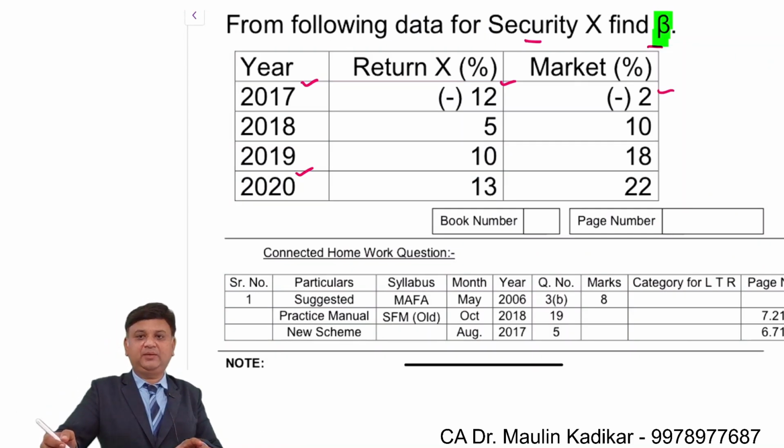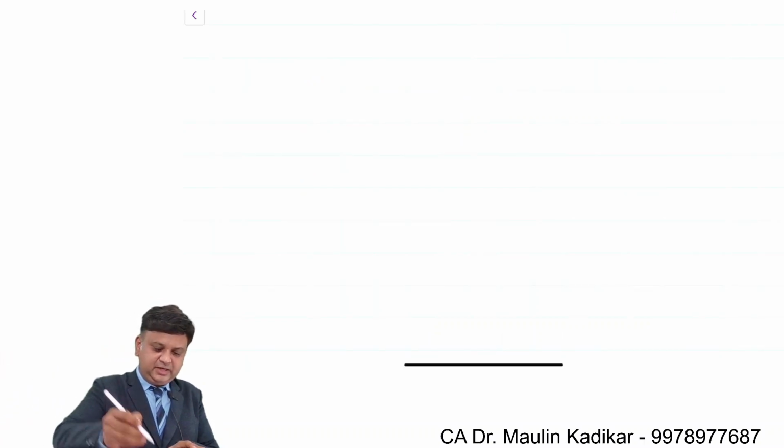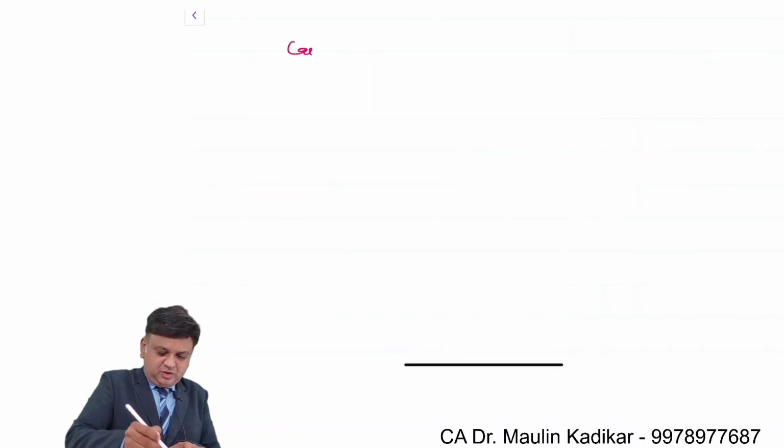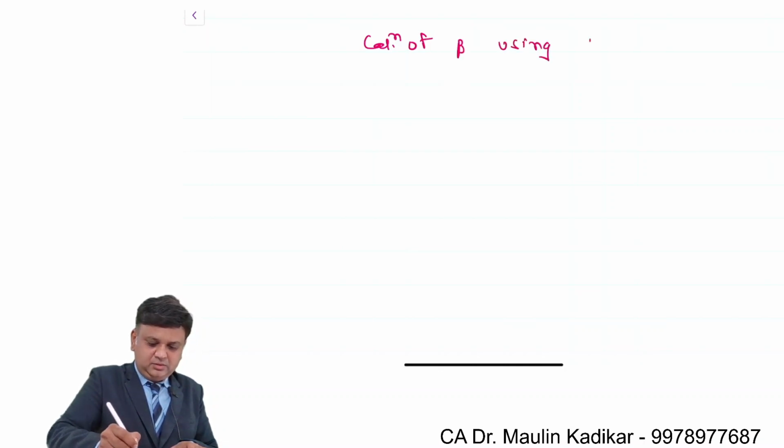Now friends, in order to compute the beta of the security, since it is an initial question, we will be doing it by both methods. First of all, the covariance method and then the correlation coefficient method. So let us make the calculation with the covariance method. Write down the heading: calculation of beta using the following formula.